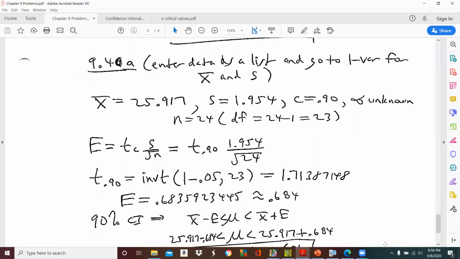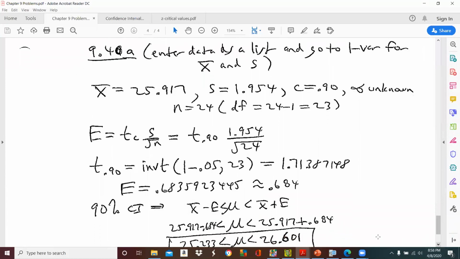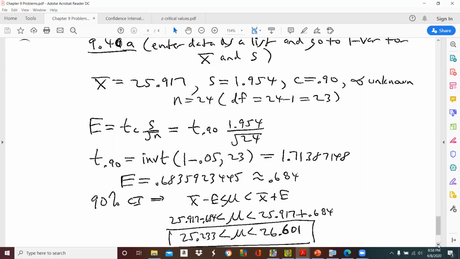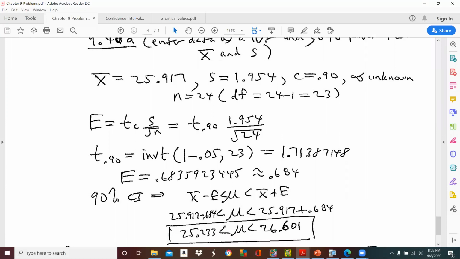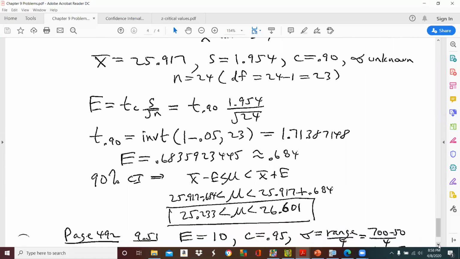And to find our 90% confidence interval, I take my sample mean, 25.917, I subtract our margin of error, 0.684, and I get 25.233 on the left. On the right, if I take the sample mean and add the margin of error, that is, I take 25.917 and add 0.684, I get 26.601. So this is my 90% confidence interval.